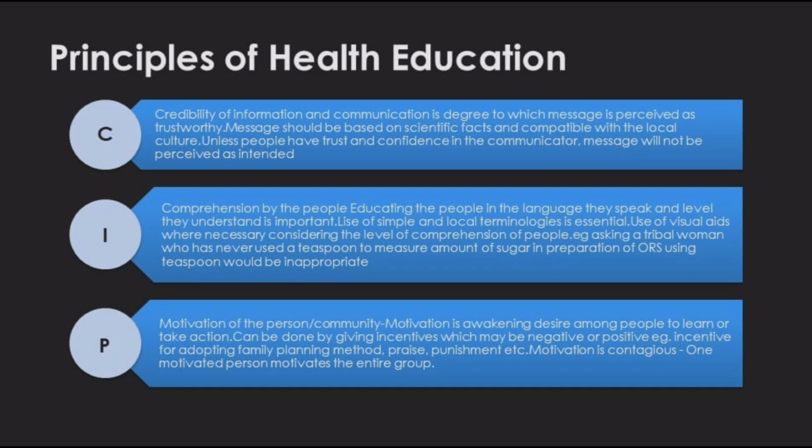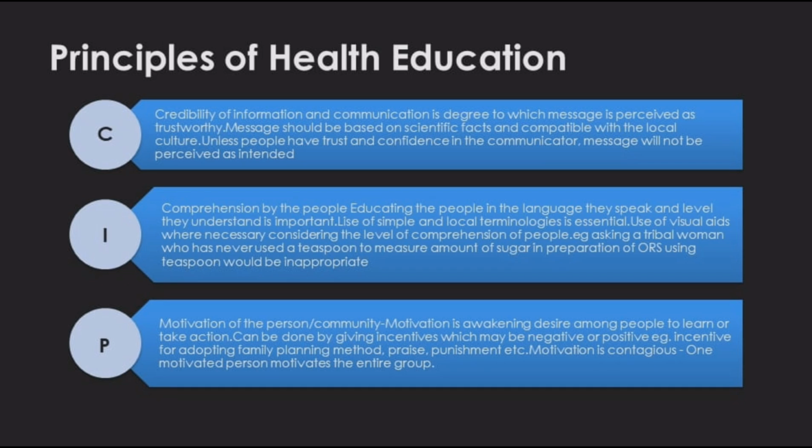C stands for credibility of information and communicator. Credibility has two parts. The message should be scientifically accurate and culturally appropriate. The communicator must be trustworthy and competent. If the educator lacks credibility, the audience will doubt or even reject the information.